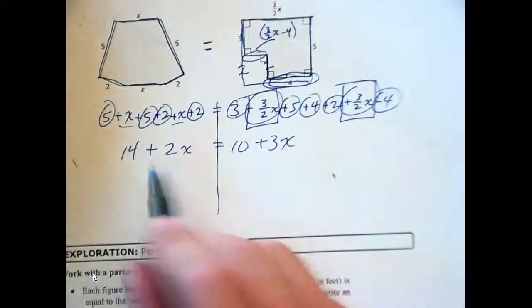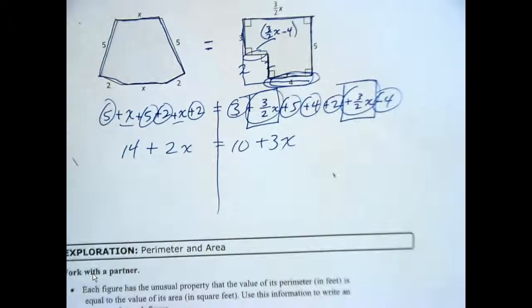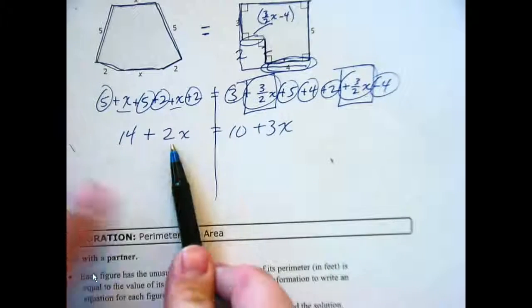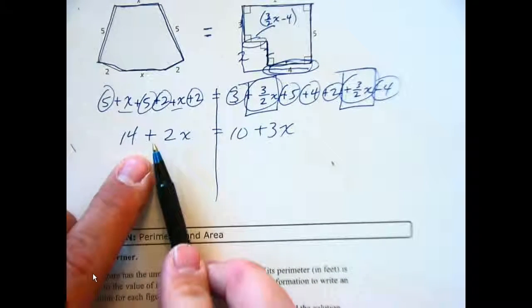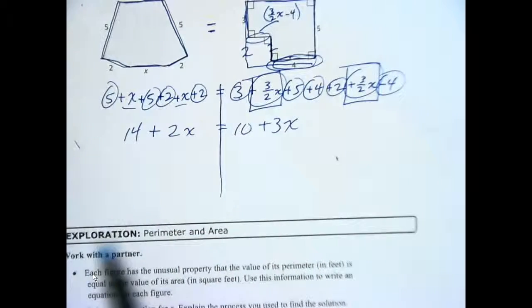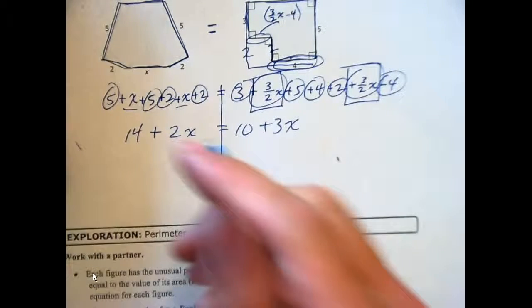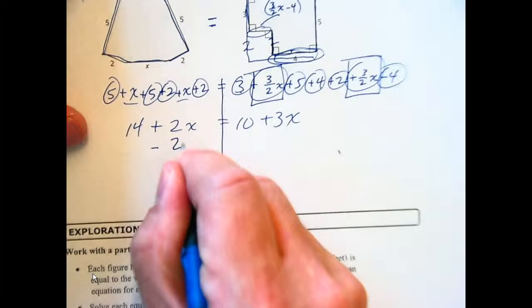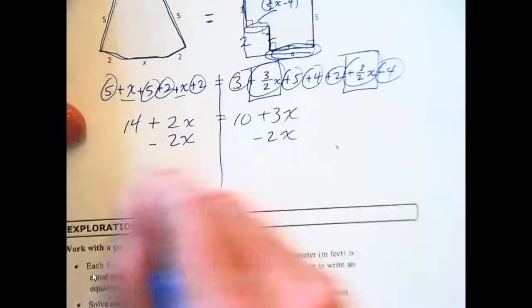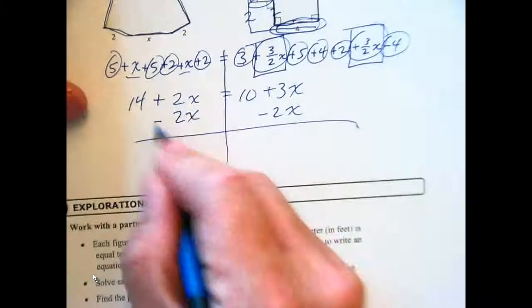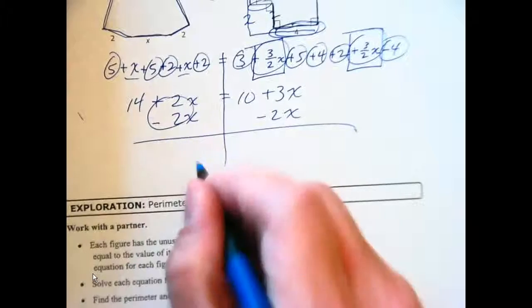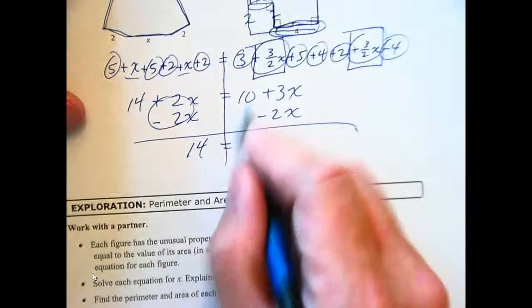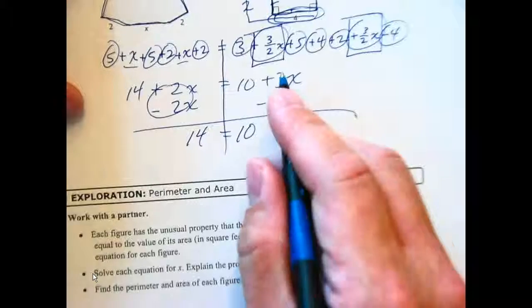All right, what do you do when you have variables on both sides? That's what we're dealing with today. Yes, Sarah? Yeah, you either have to move the 2x's over to here, or move these 3x's over here. You got to get the variables to the same side. So Sarah wants to move these 2x's. How do we move them? You subtract them. That leaves me with how many x's here? 0. So we get 14 equals 10 plus x.